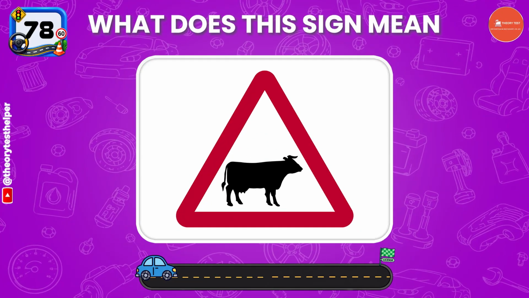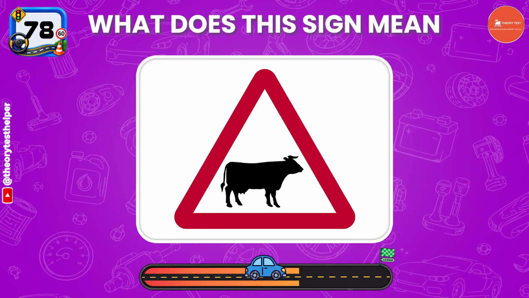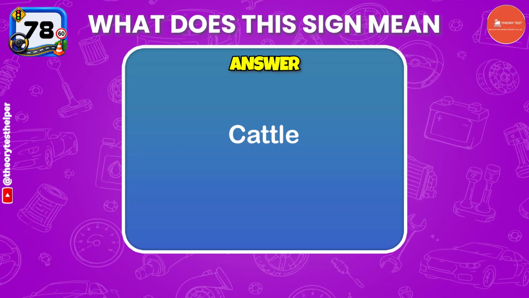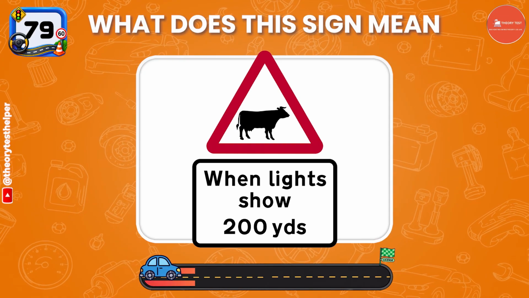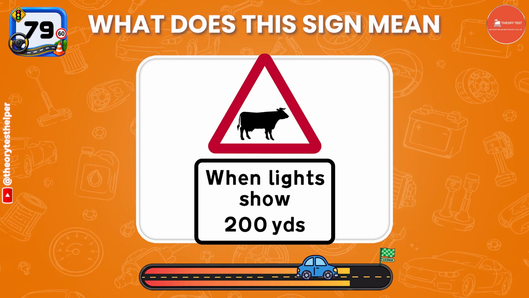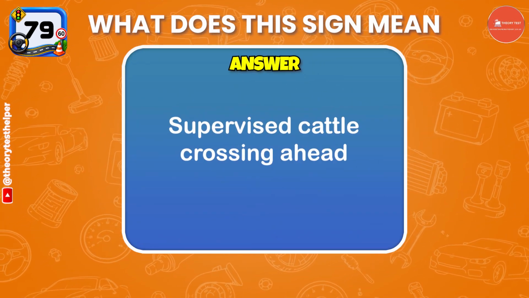What animals should you expect on the road? Cattle. What happens at this designated point? Supervised cattle crossing ahead.